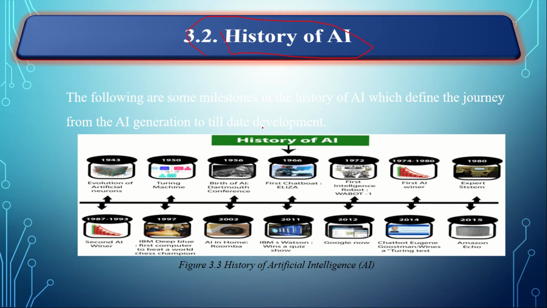The following are some of the milestones in the history of AI, which define the journey from the generation of AI up to date. Now, from 1943 up to today there is a level of progress.